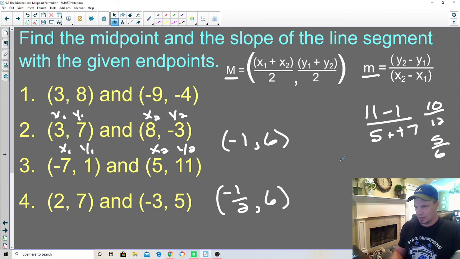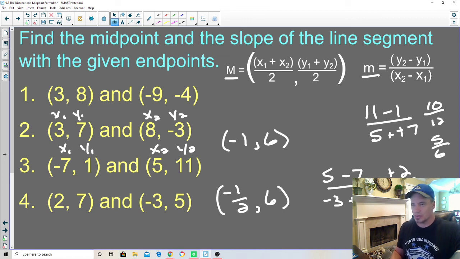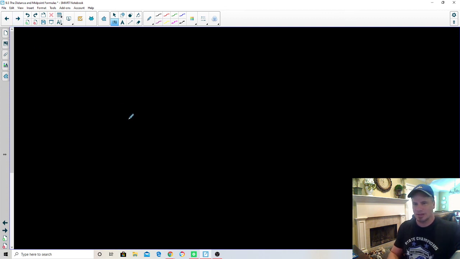The slope, real quick, 5 minus 7 on top, y2 minus y1. Negative 3 minus 2 on the bottom, that's x2 minus x1. That becomes negative 2 on top. That becomes a negative 5 on the bottom. Those negatives take care of each other. It is 2/5 for a slope. And that is midpoint and slope. And I do believe that is the end of our video.